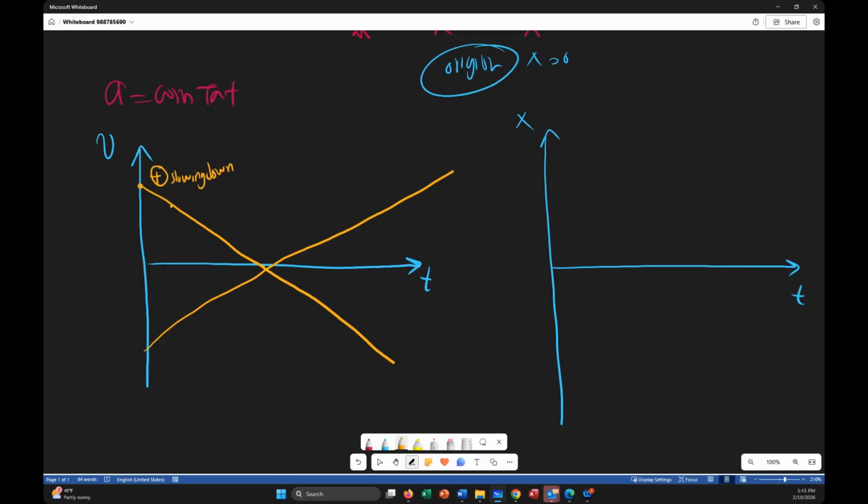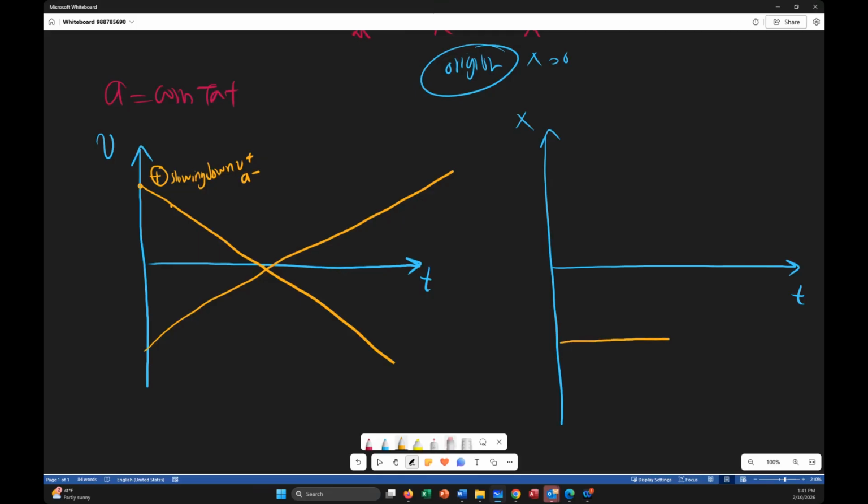When it is slowing down, velocity is positive, but what is the acceleration? Acceleration should be in the opposite direction. When we are speeding up, acceleration and velocity should be in the same direction. When we are slowing down, acceleration and velocity should be in opposite directions. Here we are slowing down. If the velocity is positive, acceleration should be negative. And it makes sense. What is the slope of this line? Negative. So acceleration is negative.